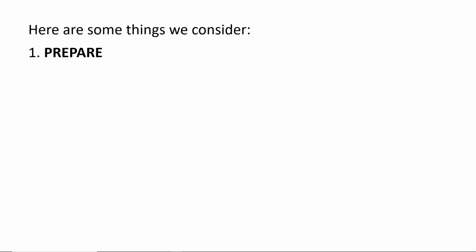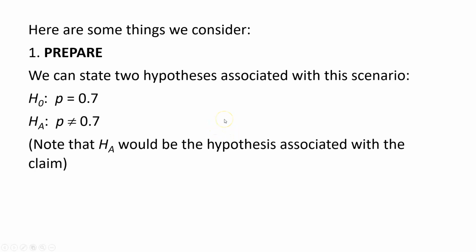To perform our hypothesis test, we're going to use the same four-step process that we used when constructing confidence intervals. So we begin with prepare. As part of that, we can state two hypotheses associated with this scenario. The null hypothesis, the skeptical position, says that the population proportion of voters that voted for candidate XYZ is exactly equal to 70%. The alternative hypothesis is that the population proportion of voters that voted for candidate XYZ differs from 70%. And notice that that particular hypothesis is associated with the claim that we were making in the scenario.